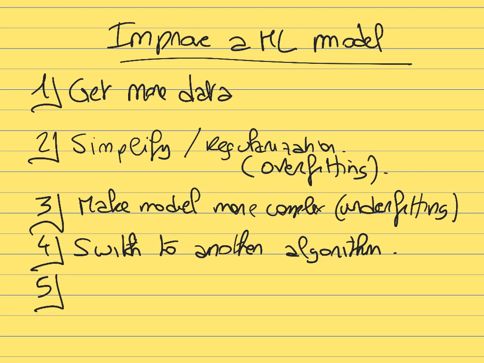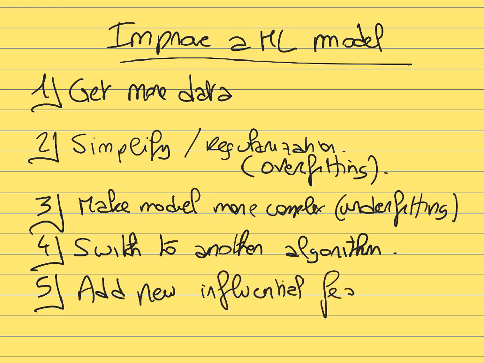So you need to think, do I have all the information I need? And if the answer is no, then the solution will be to add new features, new influential features. You might be missing some features, and adding them is going to increase the accuracy of the model. So those are the different options that you have when it comes to improving a machine learning model.